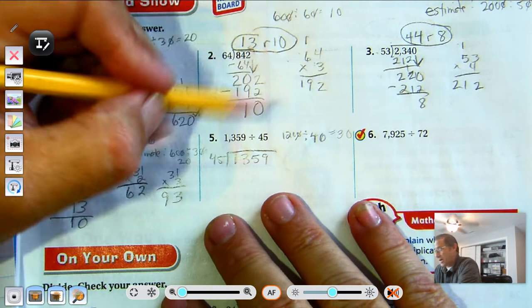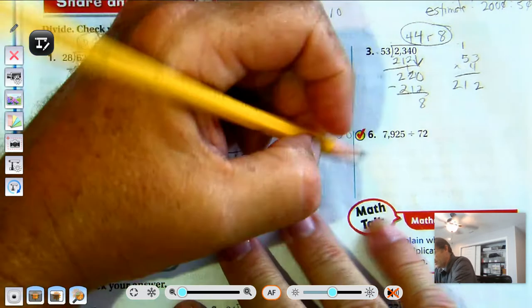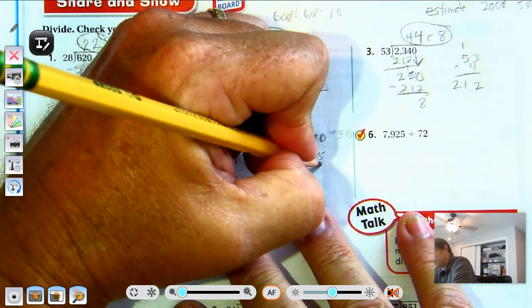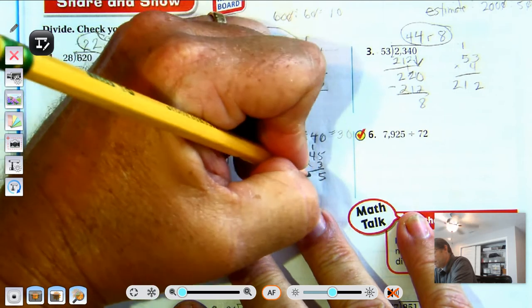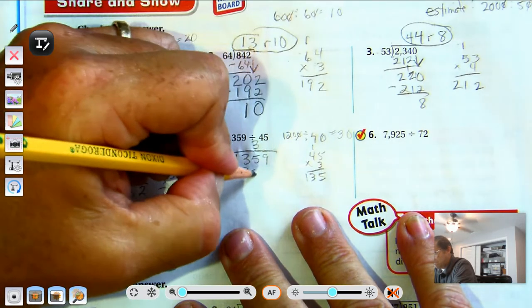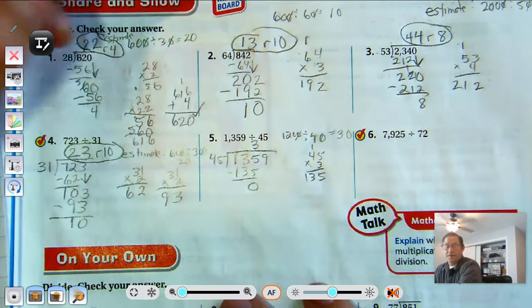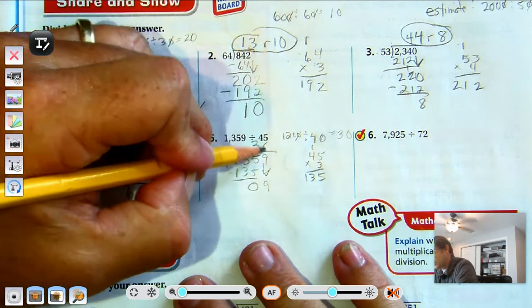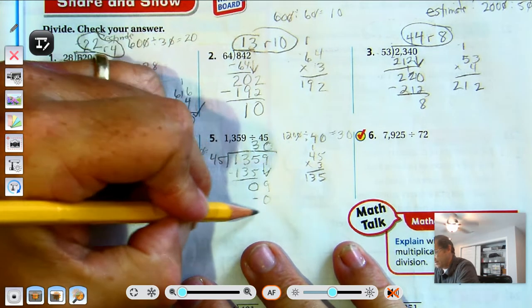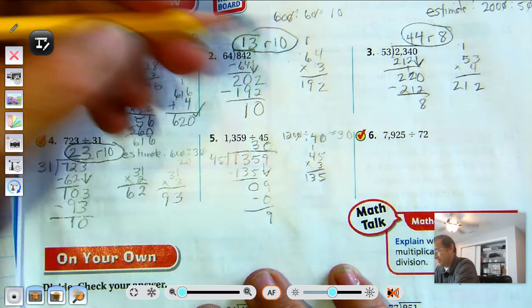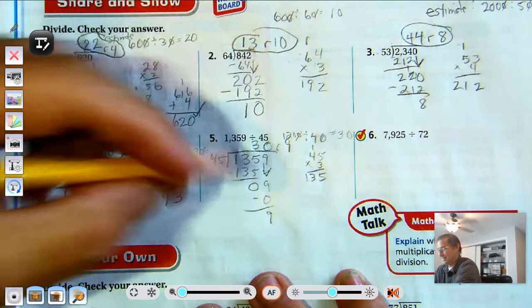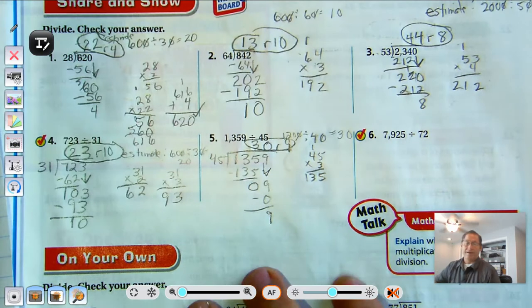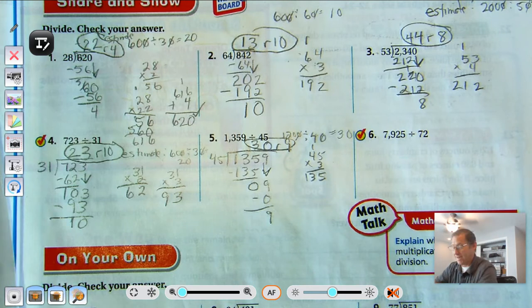All right, so let's try 3. What is 45 times 3? 135. So that worked out great. Okay, bring down the 9 ones. You can't share that with 45, right? So that's going to be a 0. 45 times 0 is 0. So we have a remainder of 9. So right now we're saying our answer is 30, remainder 9.